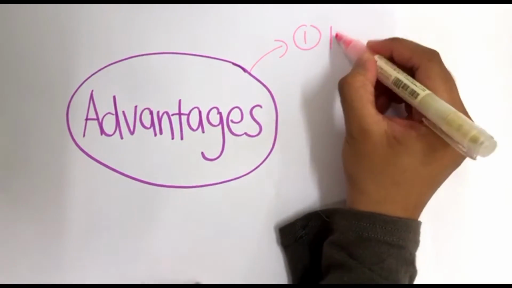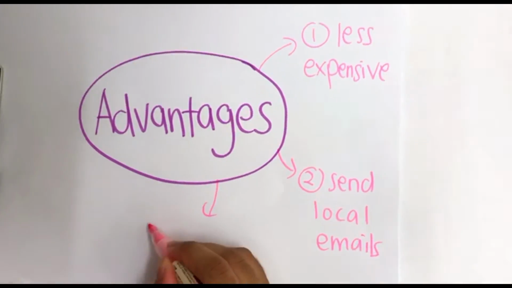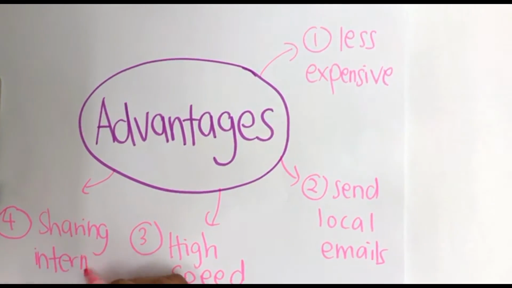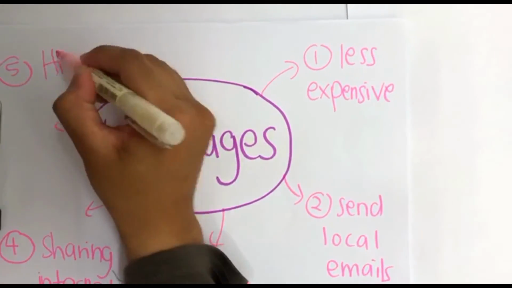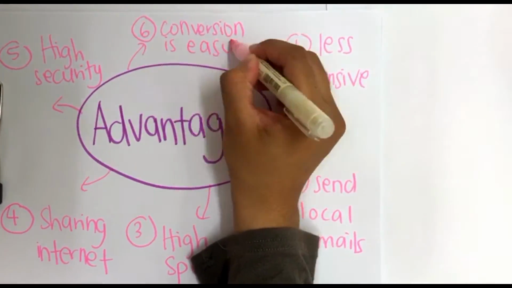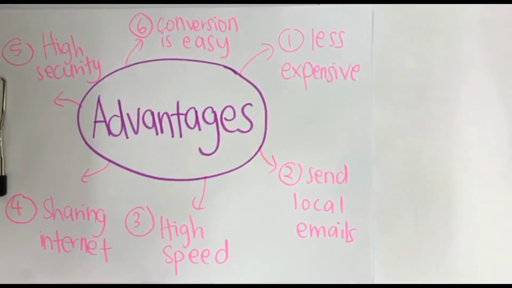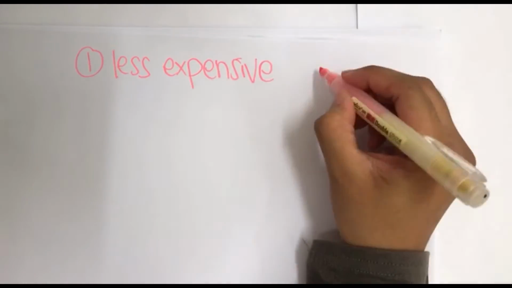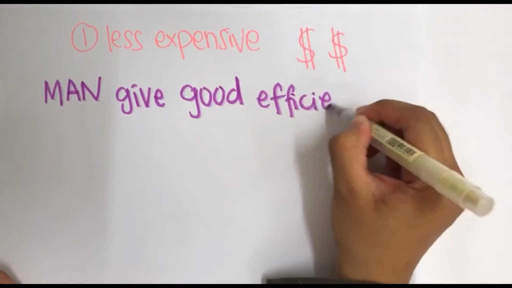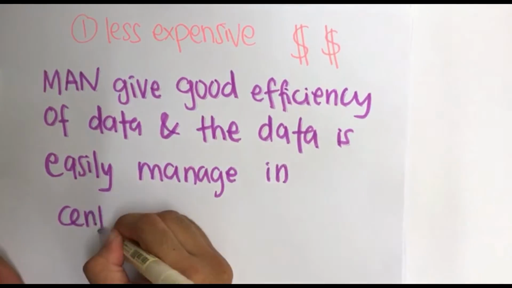So now, we are going to look at the advantages of MAN. It has 6 advantages, which are less expensive, send local emails, high speed, sharing the internet, high security, and the conversion is easy. I'm going to explain the first advantage of MAN, which is less expensive. MAN gives good efficiency of data, and the data is easily managed in a centralized way.